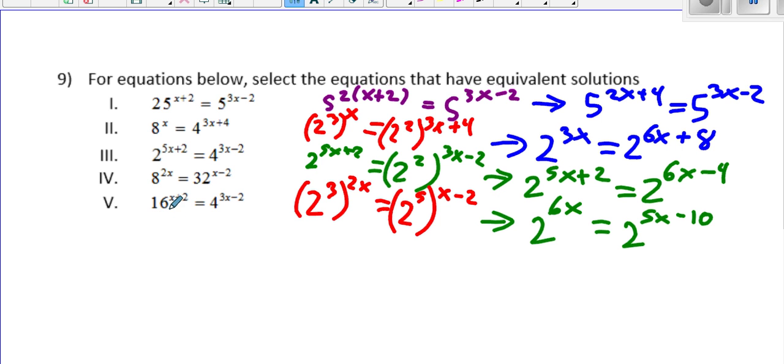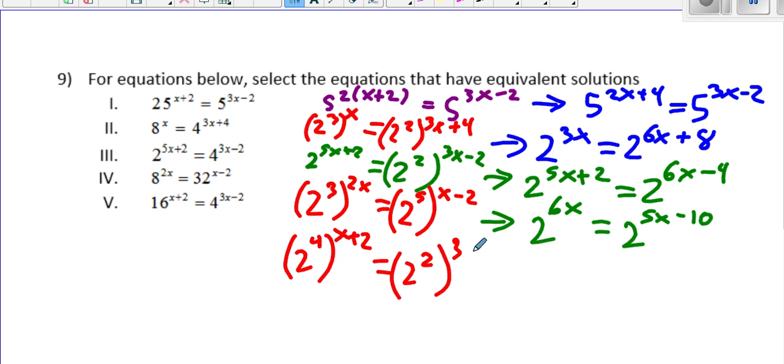And then the very last one, 16, that's 2 to the 4th to the x plus 2 equals 4, which is 2 squared to the 3x minus 2. And distribute those out, and you get 2 to the 4x plus 8 equals 2 to the 6x minus 4.